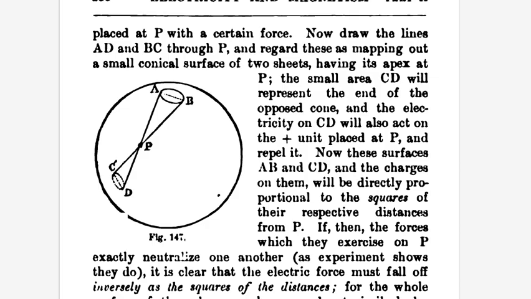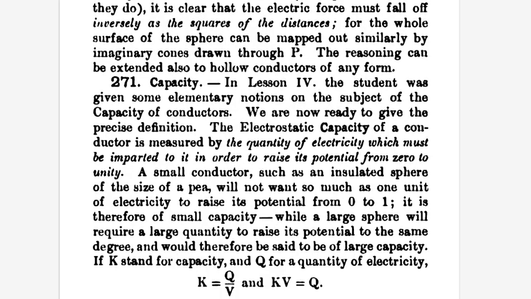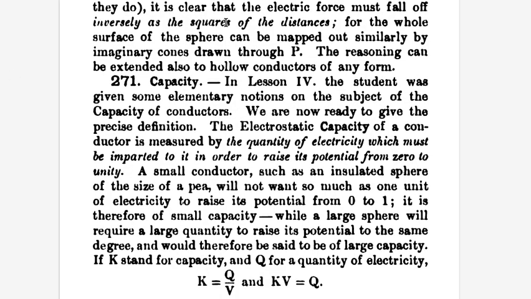Now these surfaces AB and CD, and the charges on them, will be directly proportional to the squares of their respective distances from P. If, then, the forces which they exercise on P exactly neutralize one another, as experiment shows they do, it is clear that the electric force must fall off inversely as the squares of the distances. For the whole surface of the sphere can be mapped out similarly by imaginary cones drawn through P. The reasoning can be extended also to hollow conductors of any form.